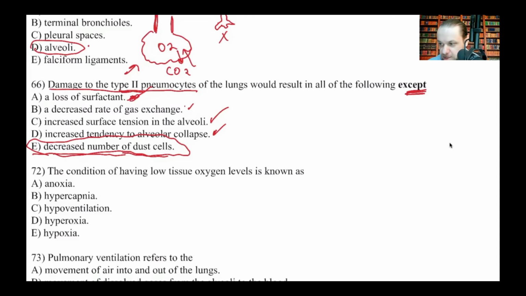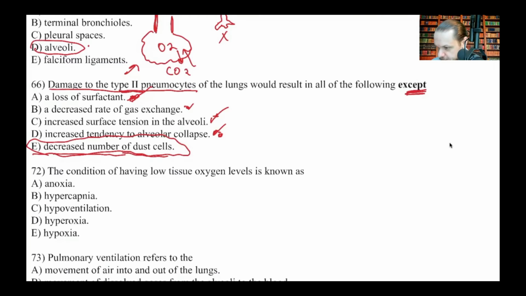If I damage the type 2 pneumocytes, which is one of the pathophysiologies of COVID-19, I will have loss of surfactant, decreased gas exchange, increased surface tension, and an increased tendency for alveoli collapse, which is called atelectasis. That's why those patients are placed on ventilators, but they don't do so well, because the type 2 pneumocytes are not really producing the surfactant.